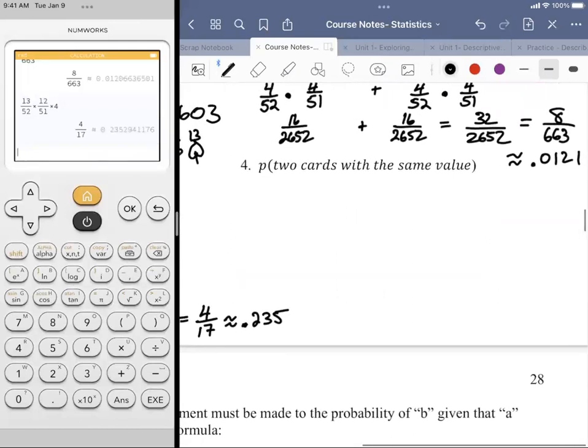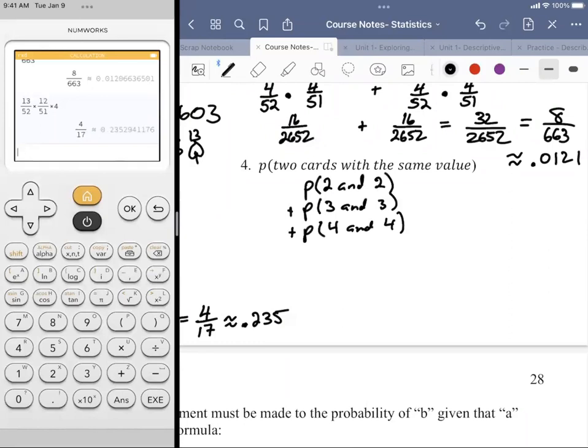So with that in mind, I would be saying probability of getting a 2 and a 2 plus the probability of getting a 3 and a 3 plus the probability of getting a 4 and a 4 plus the probability of getting a 5 and 5, 6 and 6, 7 and 7, 8 and 8, 9 and 9, 10 and 10, jack and jack, queen and queen, king and king, ace and ace. So all the way up to ace and ace.